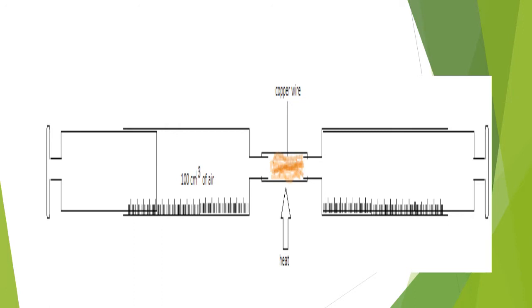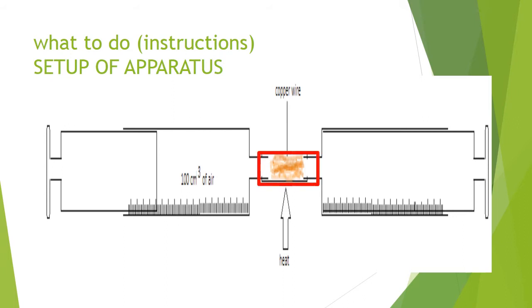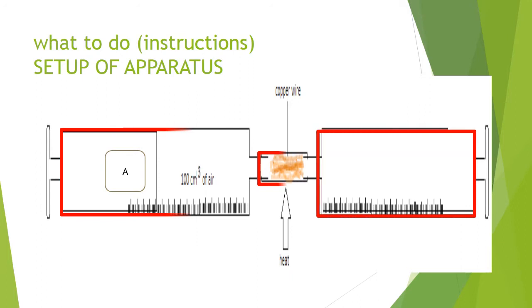We have glass syringes A and B connected to a combustion tube having the copper wire in the middle. In the middle is the combustion tube, and inside it is a copper wire. That combustion tube is connected to syringe A, which has air of volume 100 cubic centimeters. Then we also have another syringe, which we call syringe B.